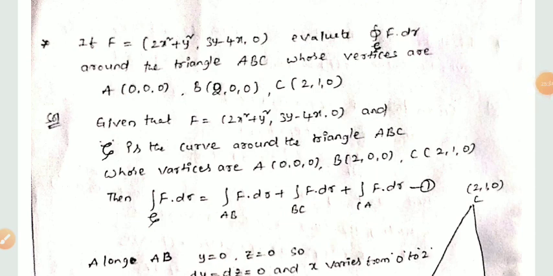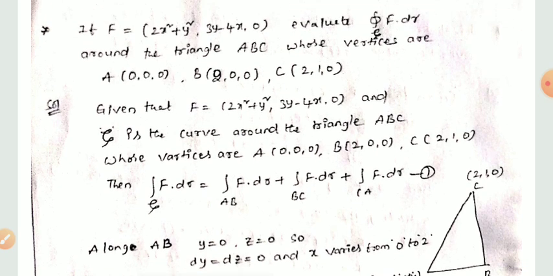Here is another problem. Here f is equal to (2x square plus y square, 3y minus 4x, 0). Evaluate the closed curve integration f dot dr around the triangle ABC, whose vertices are A equal to (0, 0, 0), B is (2, 0, 0) and C is (2, 1, 0). Now we have to find the line integral.